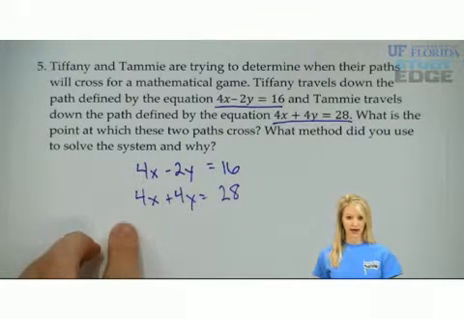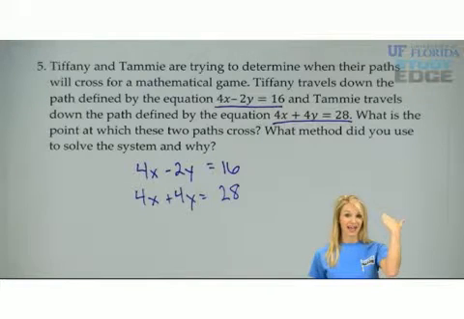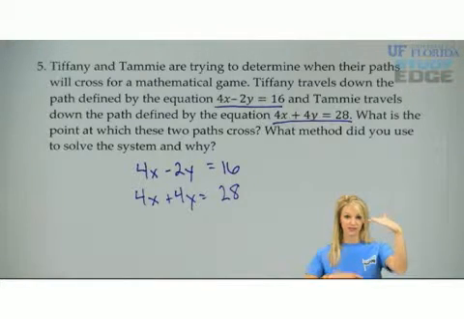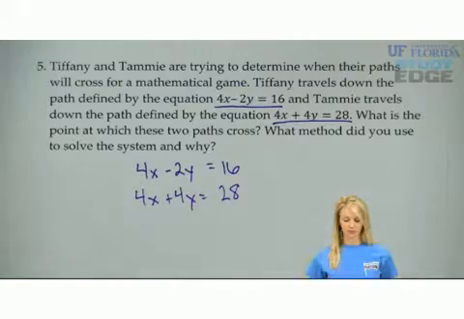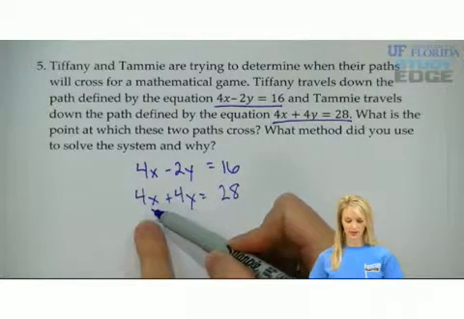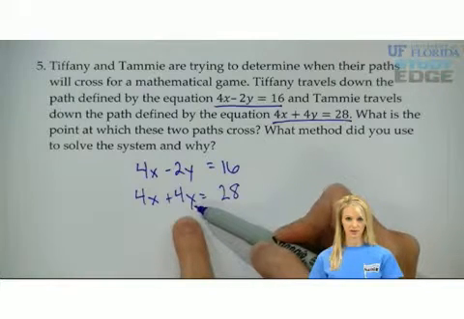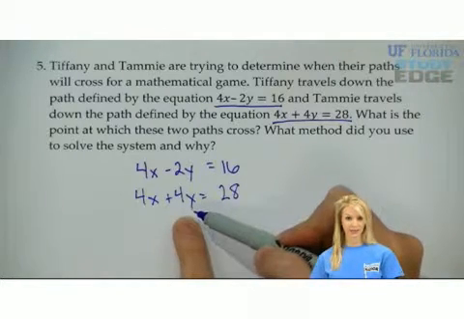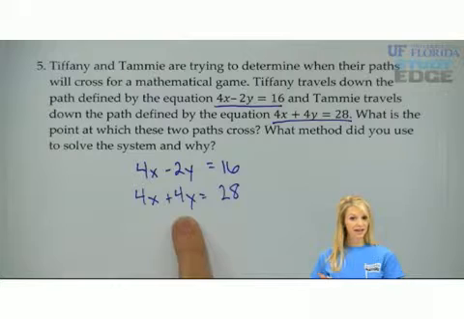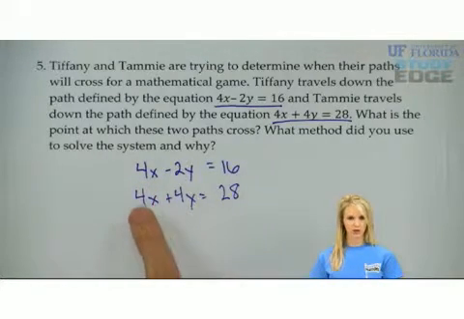Well, in order to do that, we need a negative value and a positive value to cancel out and equal 0. Well, if I add 4x and 4x together, that gives me 8x. If I add negative 2y and 4y together, that gives me 2y. Nothing cancels out to be 0. But I can do something about that. What can we do? How can we change this first equation so that one of our variables will cancel out?